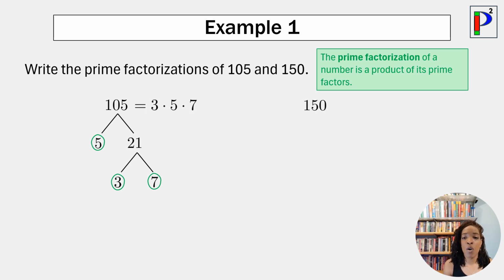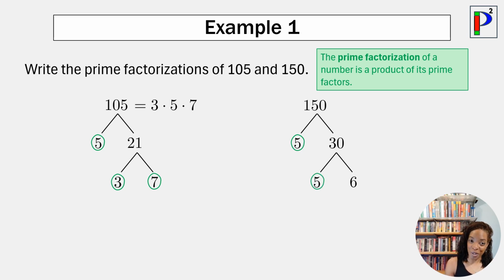Moving on, 150 is equal to 5 times 30. 5 is prime, so we circle it. 30 is equal to 5 times 6. 5 is prime, so we circle that. You're getting how this goes? 6 is equal to 2 times 3. 2 and 3 are both prime, so we circle both. So 150 is written as 2 times 3 times 5 squared. Review done.